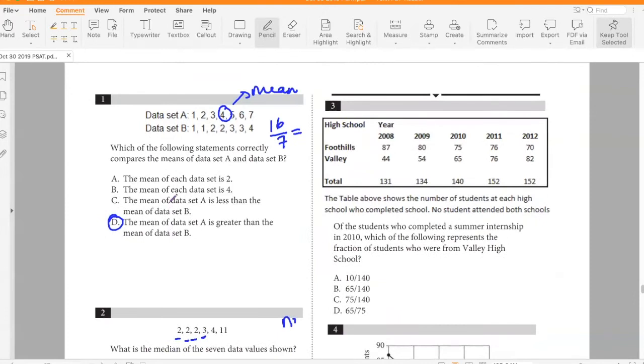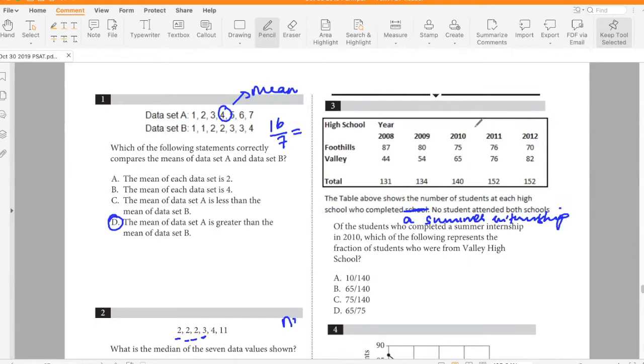The table above shows the number of students at each high school who completed a summer internship. No student attended both schools. Of the students who completed a summer internship in 2010, which of the following represents the fraction of students who were from Valley High School?